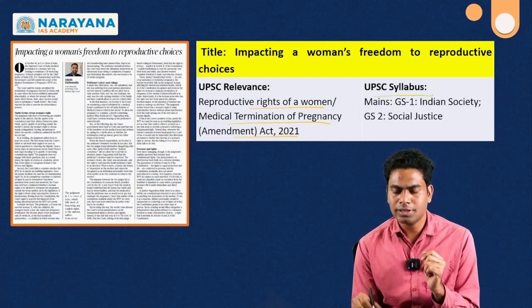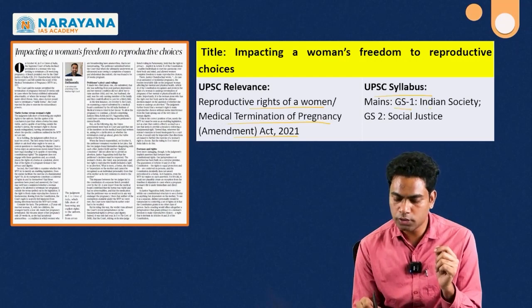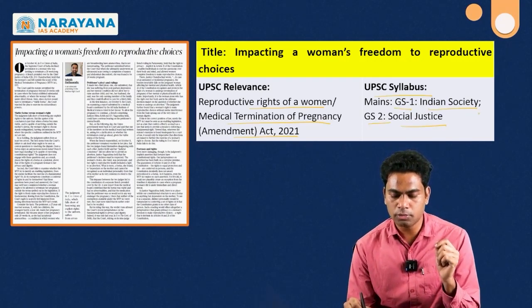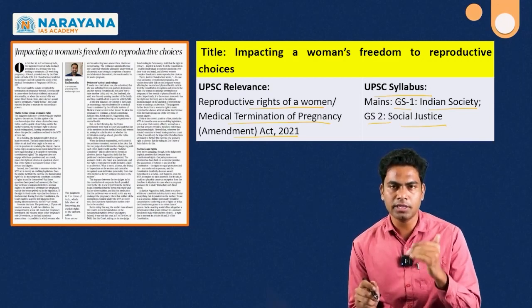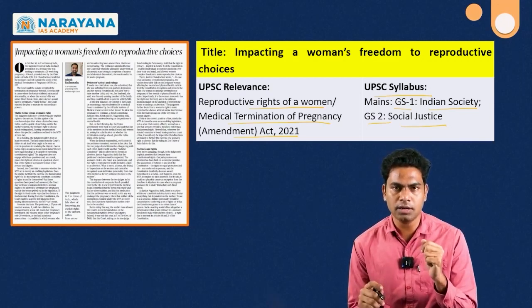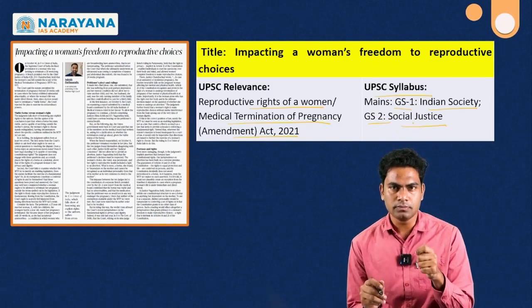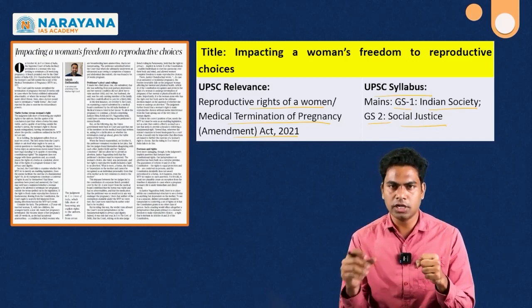The subject is mentioned in the UPSC syllabus. It is related to GS1 Indian Society and GS2 Social Justice. In Indian society, you will learn about the women here, to what extent the rights of the women are being exercised and how they are curtailed by the state or the judiciary, and the social justice. Here we are going to see the justice with regards to the women's rights as well as the unborn child.